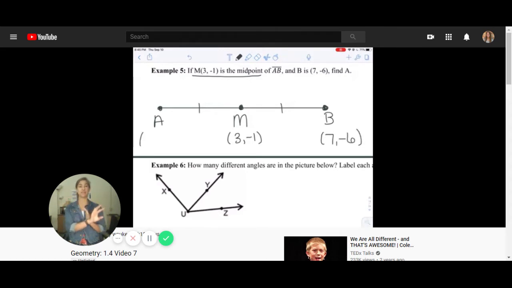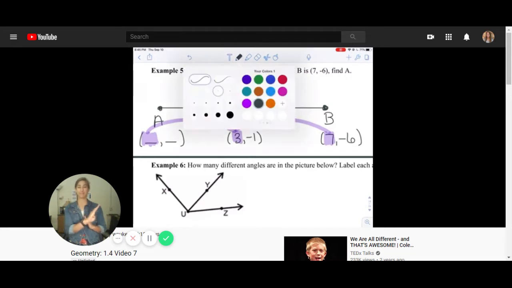And I am trying to find the coordinates for point A. So because M is the midpoint, that means that the difference between the x's from A to M should be the same as the difference between the x's for M and B. So I'm going to work my way to the left.